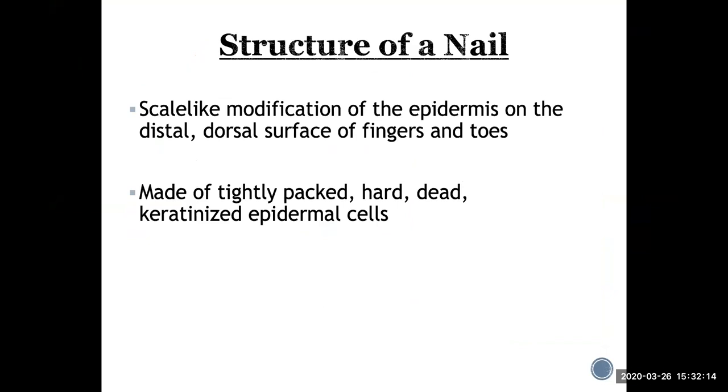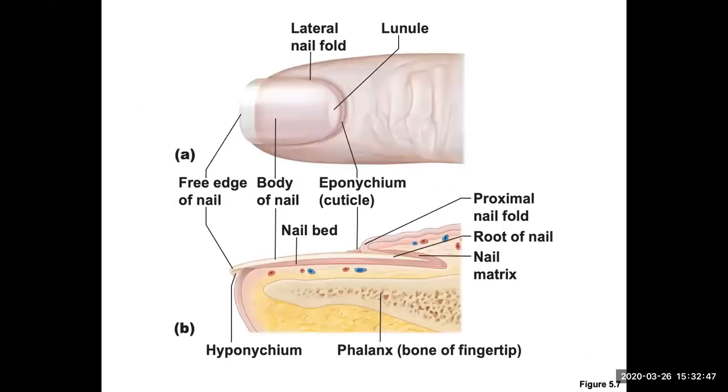Finally, your nails, okay? So your nails, again, are made out of hard keratin, the hardest keratin of all, it ends up being in your nail. They're actually a modification of your epidermis, so they come directly from your epidermal layer, on the distal-most and dorsal surface of your fingers and your toes. So this is tightly packed, hard, dead keratin.